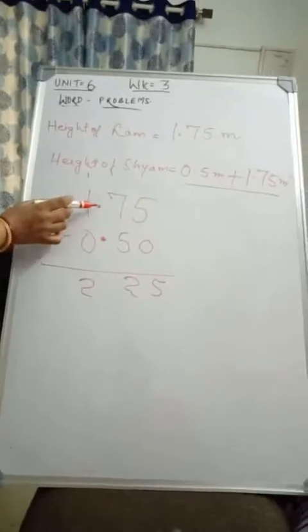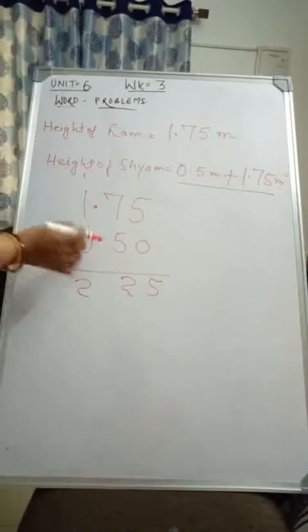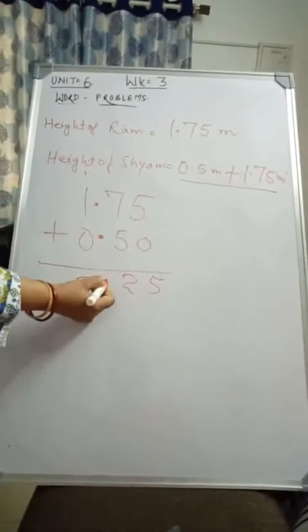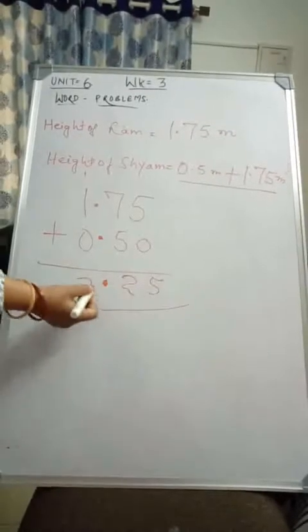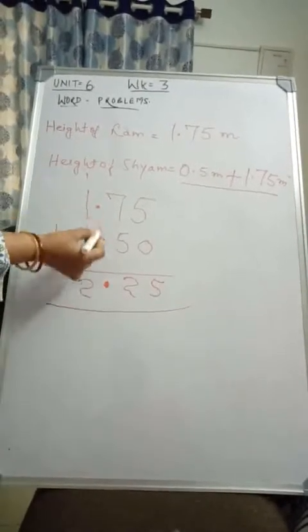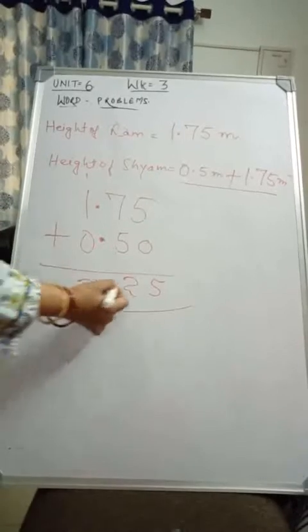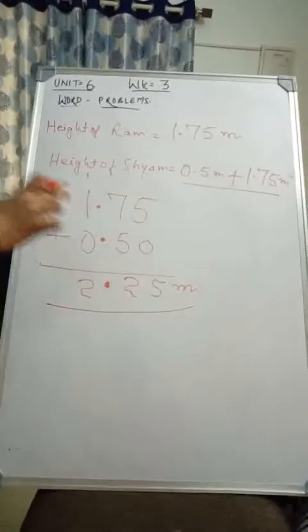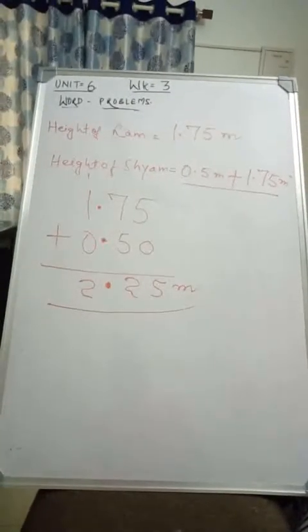Now put the decimal. Just follow the decimal one below the other in the column, so we put it here in the sum also. This is the sum. In the sum also we will follow the same sequence. It is 2.25 meters.